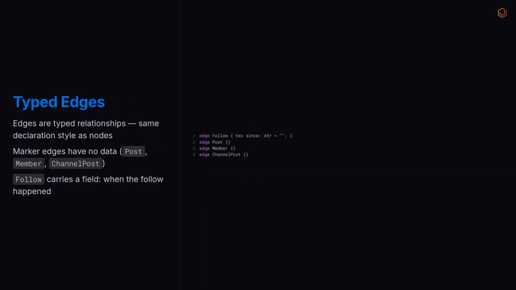Edges are declared the same way. 4 edge types. Post, member, and channel post are markers, no data, just relationships. Follow is a typed edge that carries its own field, the date the follow happened. When you traverse along a typed edge later, the endpoints come back with the right type automatically.